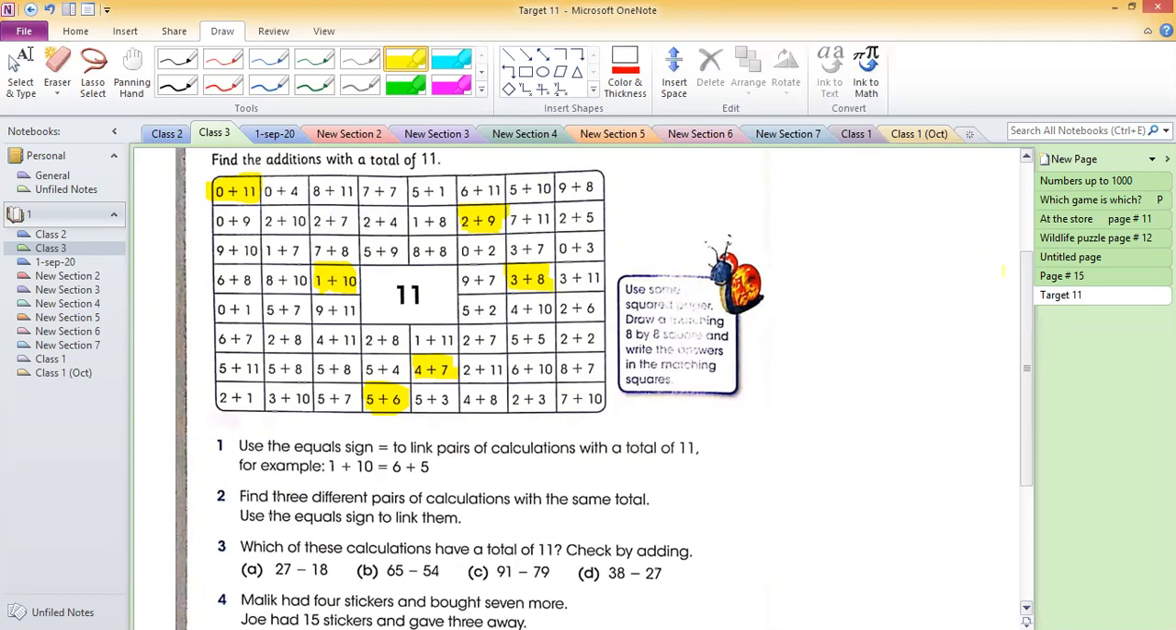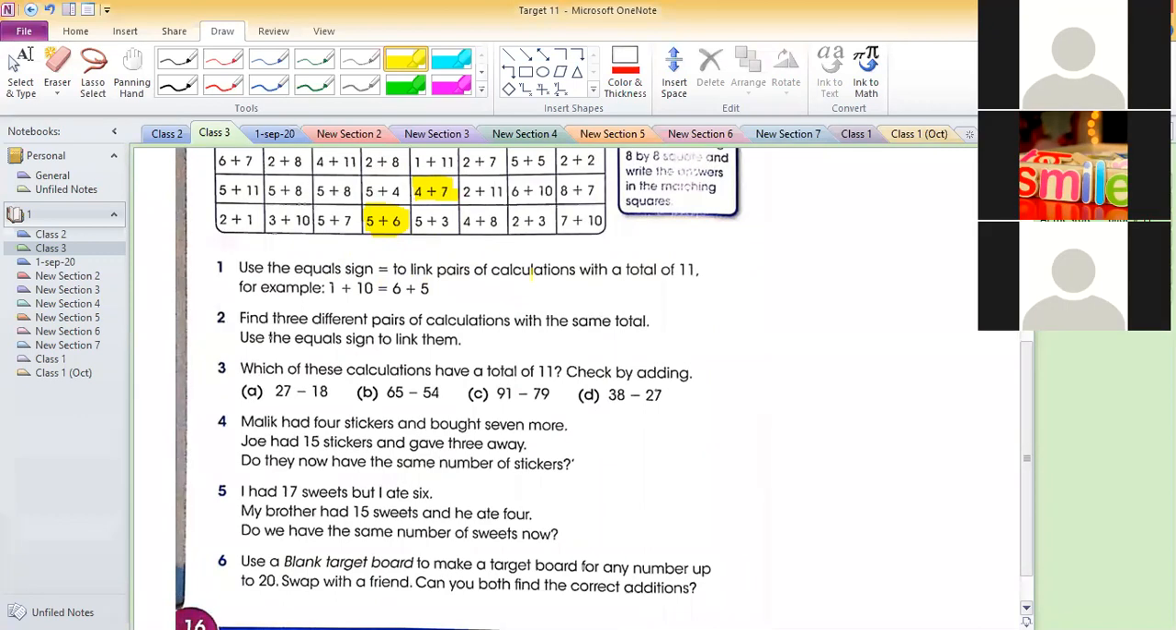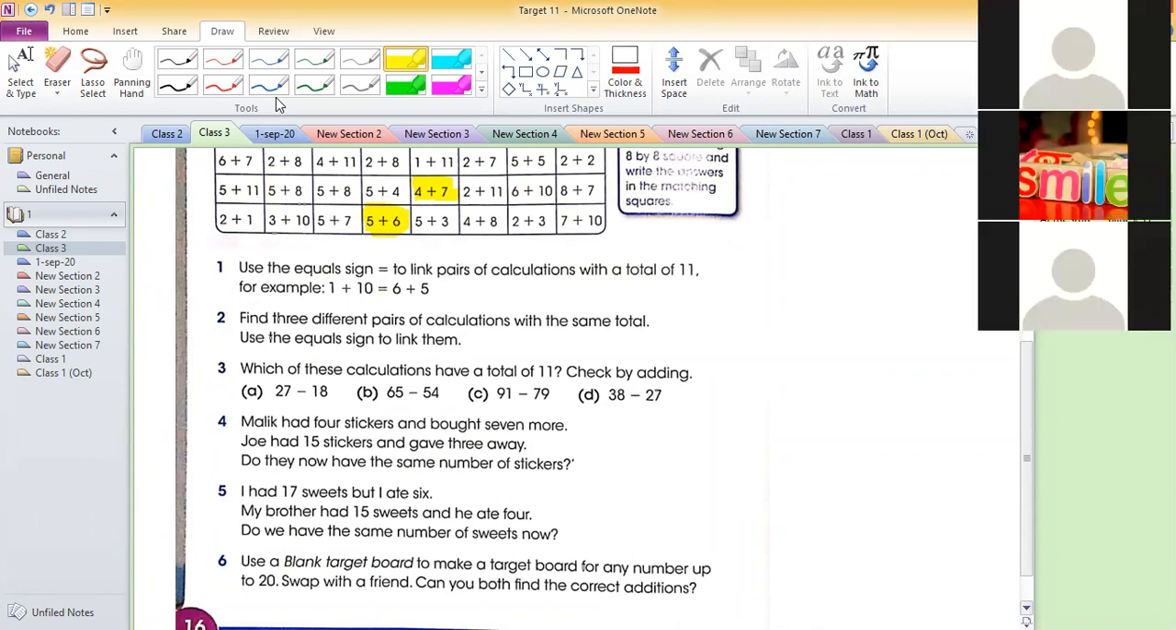Now what the question is saying: use the equal sign to link pairs of calculation with a total of 11. For example, 1 plus 10 is equal to 6 plus 5. Both results are equal to 11, right? What you need to do now, take out your notebooks and we will start work.